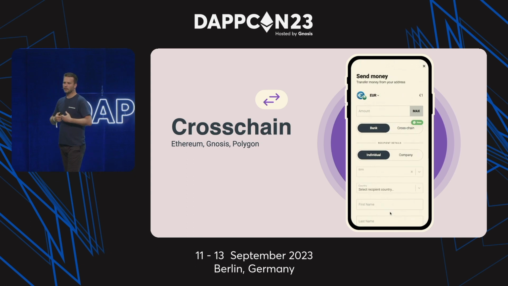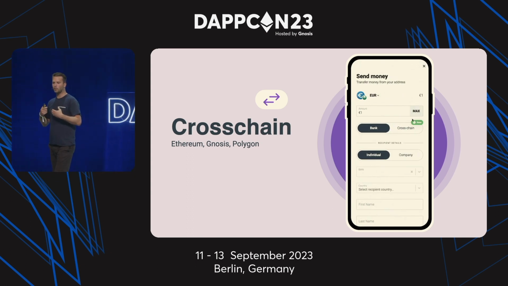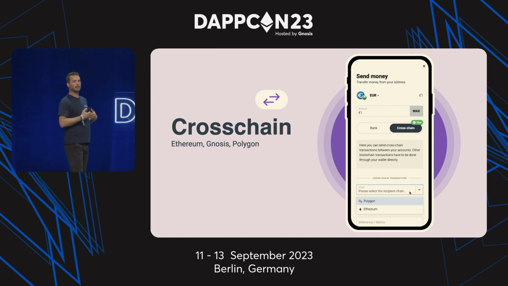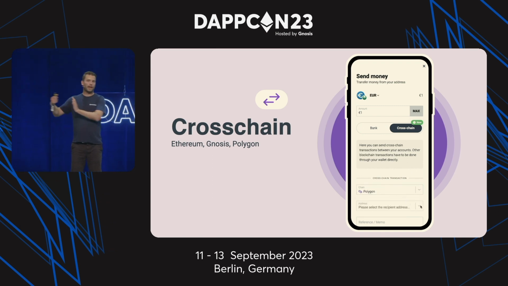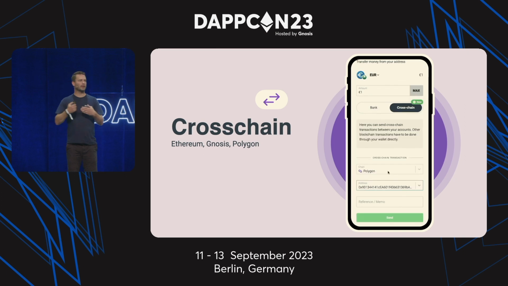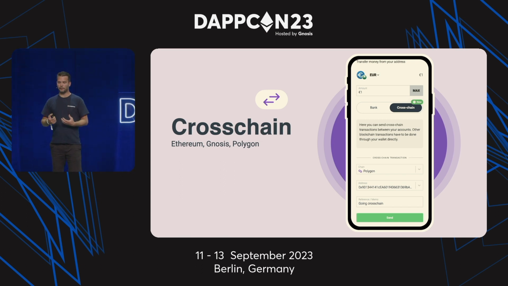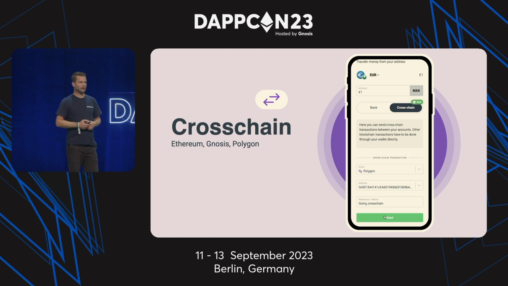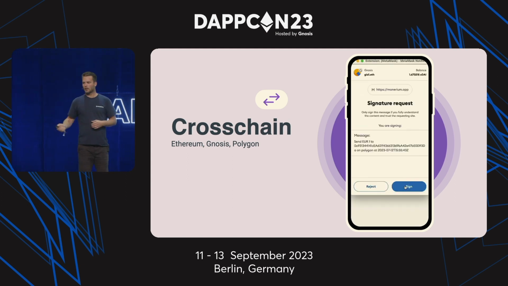So again, you can see that I'm going to take €1 from Gnosis chain. I'm going to initiate a payment, and it's not going back to the banking system, but it's going to a destination chain. In this case, it will be Polygon. And I can send it to an address that I have. Going cross-chain, sign the transaction, and we're off.